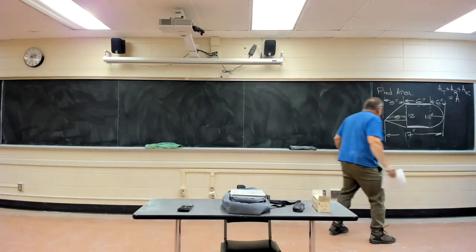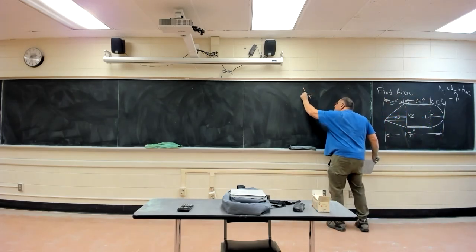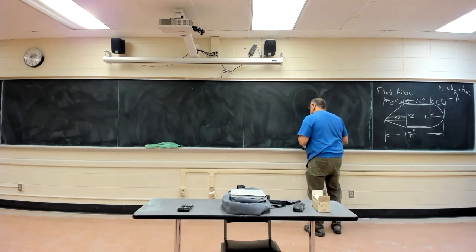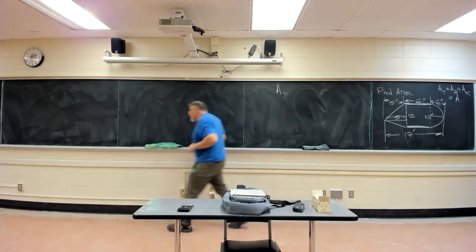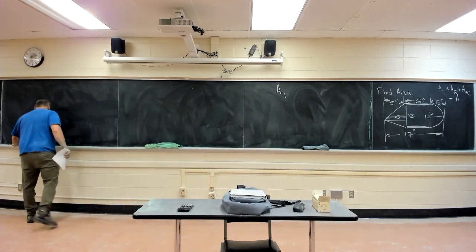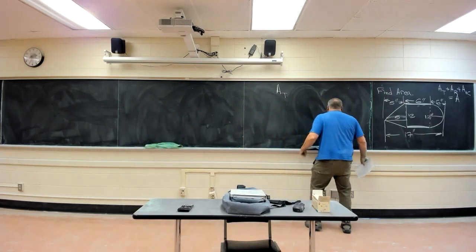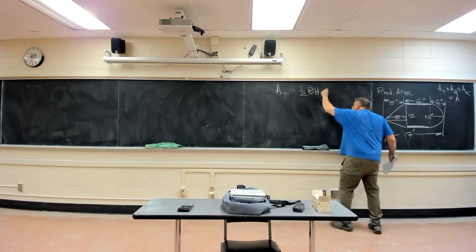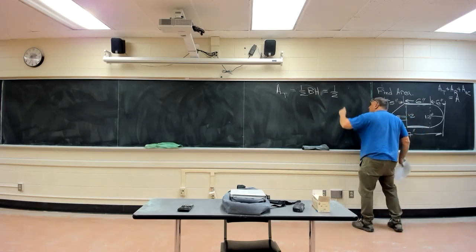Well, let's see what we can say. Well, the area of the triangle is 1/2 base times height. It's 1/2 the base. The base is this, the 12. The height is 5.